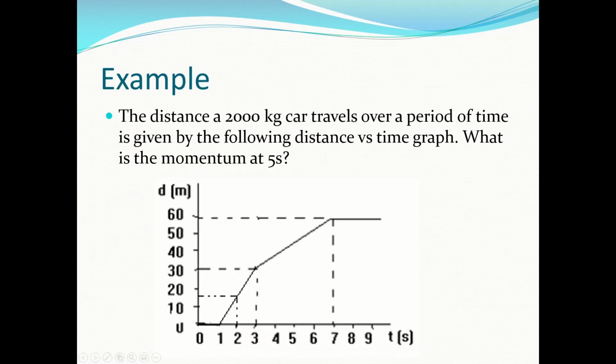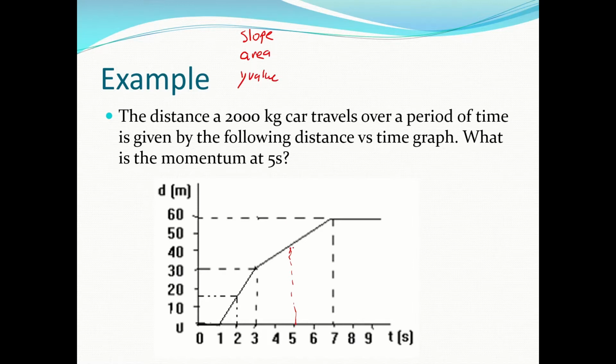Okay, the distance a 2,000 kilogram car travels over a period of time is given by the following distance versus time graph. What is the momentum at 5 seconds? So here is 5 seconds. So we need to know, okay, they give us a distance time graph. There's 3 things we can find from this distance time graph. We can find slope, we can find area, and we can find our y value.